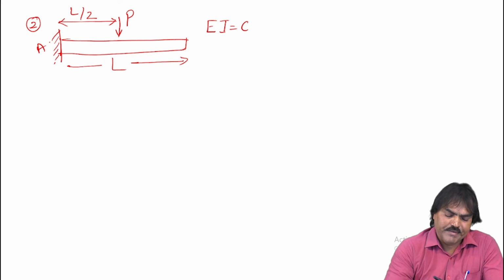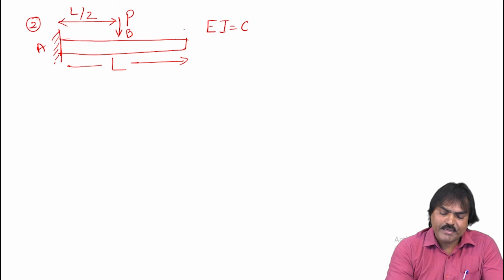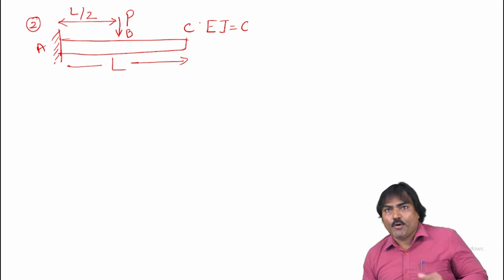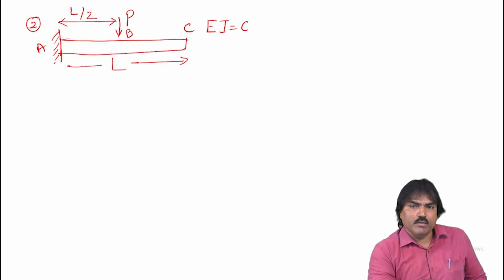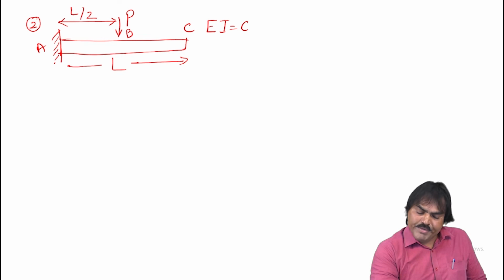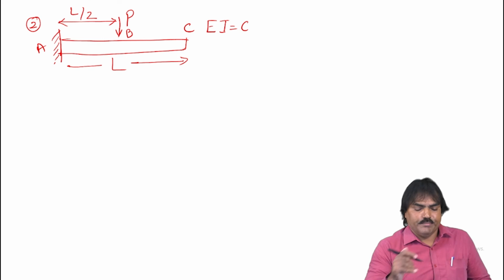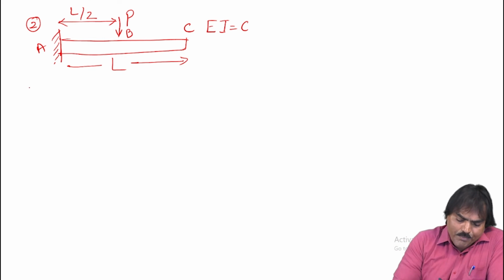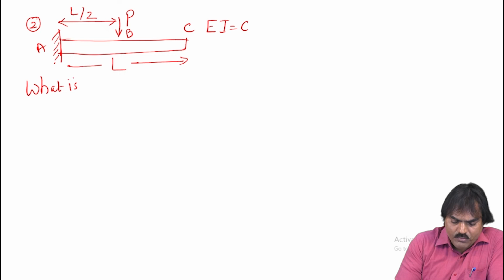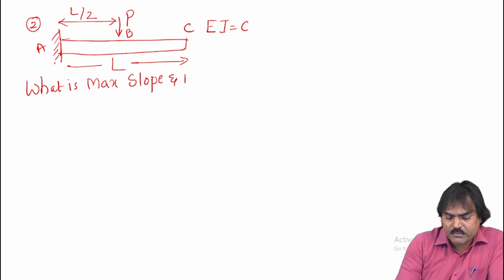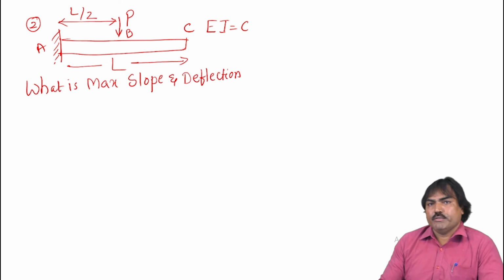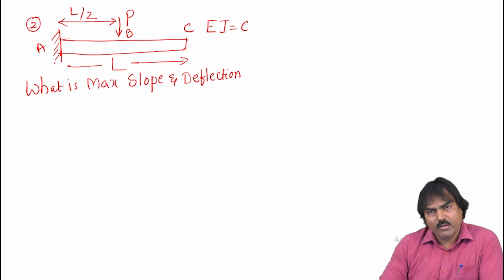Say this is the fixed end A, B where the load is applied, C the free end. There are 3 points. Fixed end A, the point where the load is applied at the center of the beam B, and C is the point at the free end. Now the question is, what is the maximum slope and deflection?